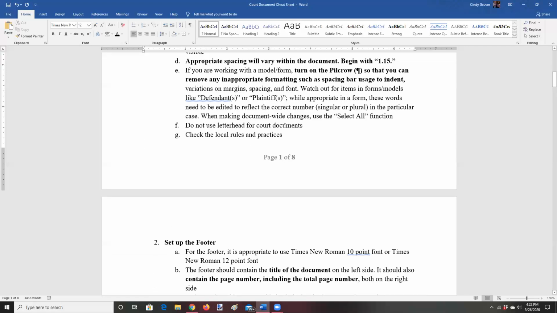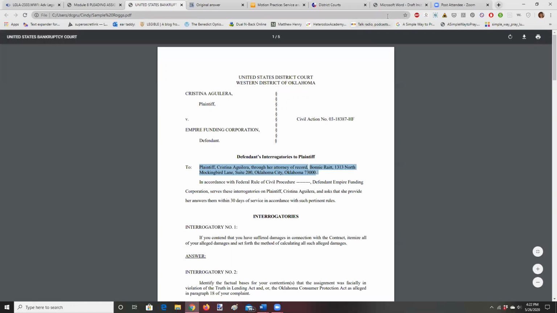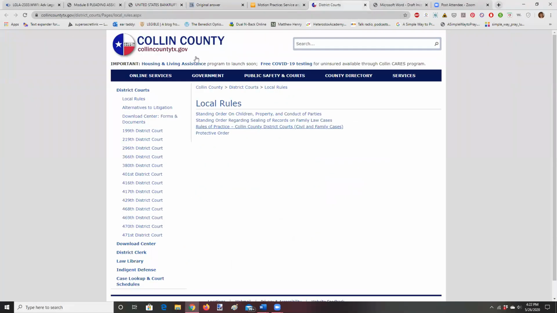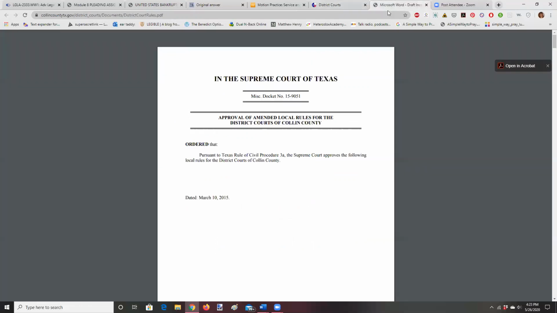Do not use letterhead for court papers, and check the local rules and practices. Okay, so let's go ahead and do that. What I did to find the local rules is I went to the Collin County Texas dot gov site and I searched for the local rules, and here we have them. They're called the rules of practice. So I went here and here we have our rules of practice.